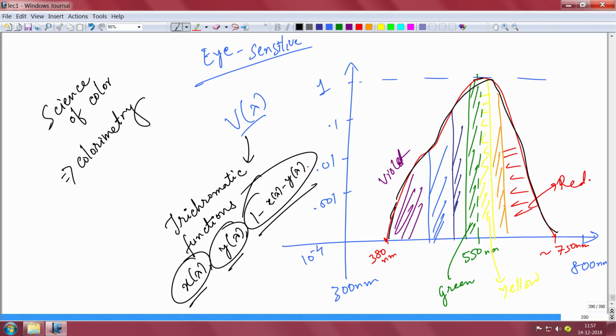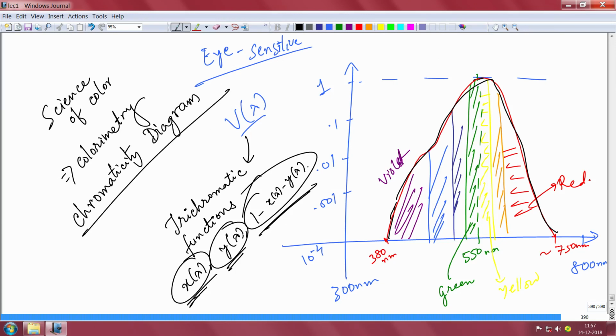To get any perception of any color, you can use different fractions of this x, y and z of lambda, and the diagram that will portray any color is a function of x and y. This is called the chromaticity diagram. So how do this x, y and z look like actually?